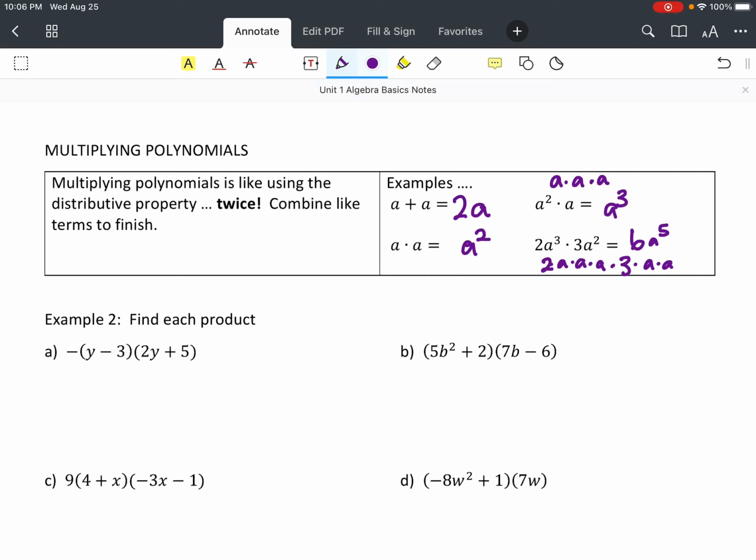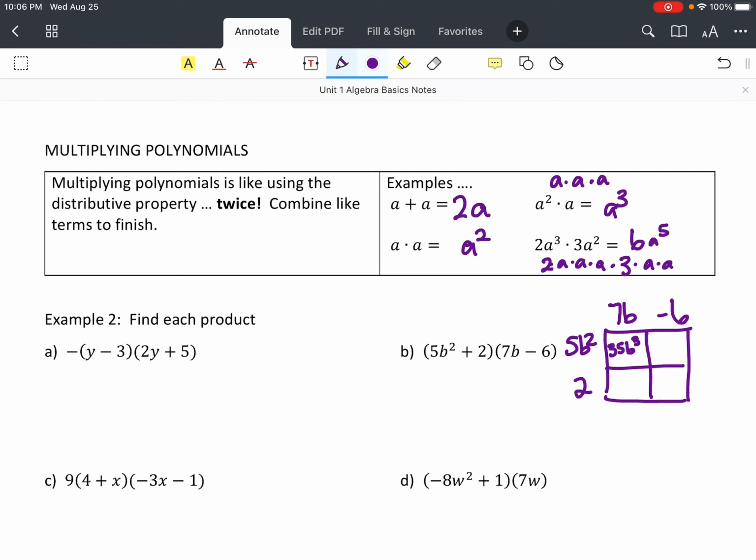Let's look at the example B. I like to use the box method when doing distribution because it helps me keep track of all the terms. So the first expression, 5b squared and 2, I'm going to enter on the left side. The second expression, 7b minus 6, I'm going to enter on the right side. Then I'm going to perform some multiplication. 5b squared times 7b is 35b cubed.